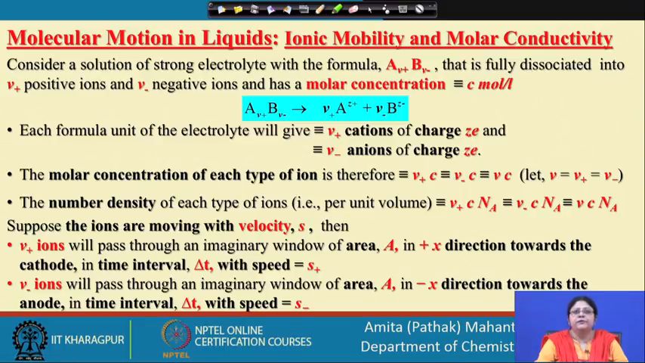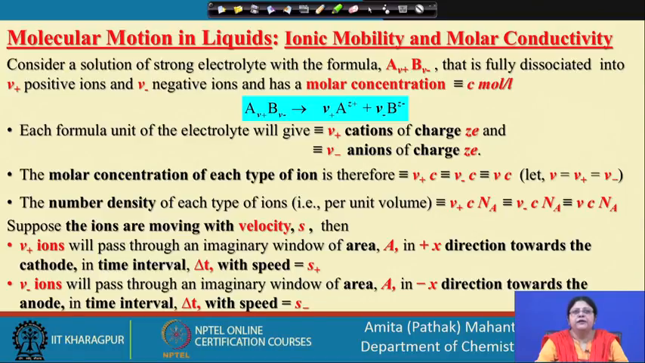So, they are fully dissociated, and if they are fully dissociated, then according to their dissociation, nu plus is the number of cations which is going to be generated, and nu minus is going to be the number of anions that is going to be generated. So, they are dissociating such that nu plus positive charges are generated and nu minus negative charges are generated, and let us consider that the electrolyte has a molar concentration of C, that means C moles per liter.